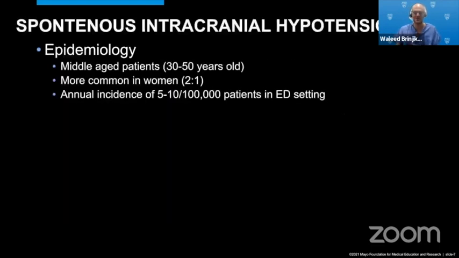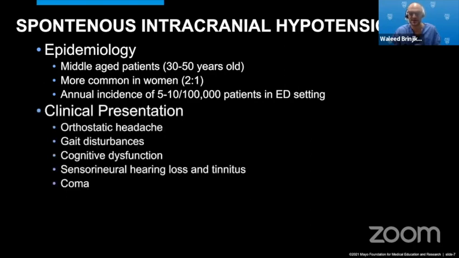So spontaneous intracranial hypotension is a disease that is well known to many in the neurological, neurosurgical, neuroradiological community. It affects typically middle-aged patients between the age of 30 to 50. It is more common in women. And the annual incidence, at least in our county, is close to 5 per 100,000 patients.